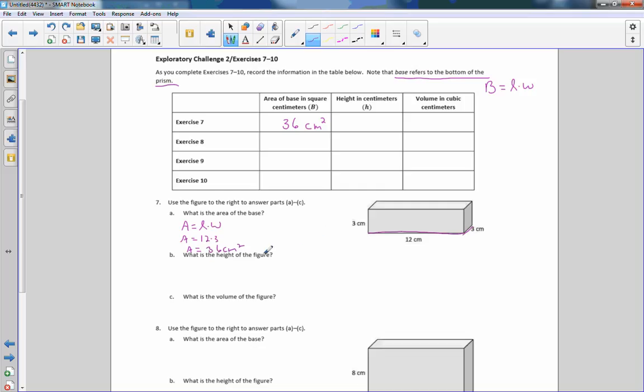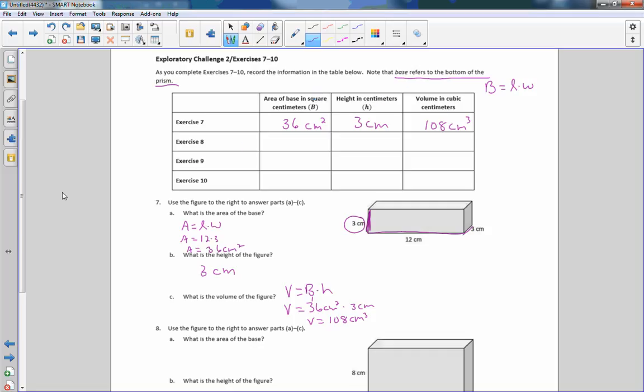B, what is the height of the figure? 3 centimeters. That is right here. This is the height. What is the volume of the figure? Well, volume equals the base area times height. We already found the B, which is my L times W, so now I'm just going to substitute that in, which is 36 centimeters squared times the height, which is 3 centimeters. And we get the volume to equal 3 times 6 is 18, carry the 1, 3 times 3 is 9, plus 1 is 10. 108 cubic centimeters. So the height is 3 centimeters, and the volume was 108 centimeters cubed. So what we're doing is we're taking the B times the H to get the volume, and the B is length times width. So it's really length times width times height gives you volume.